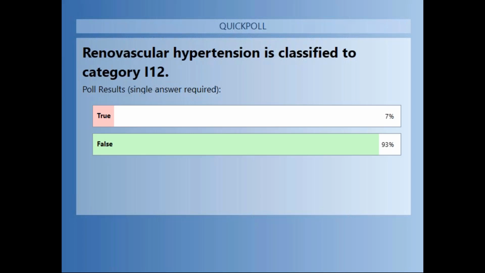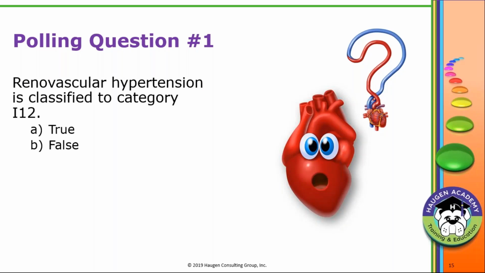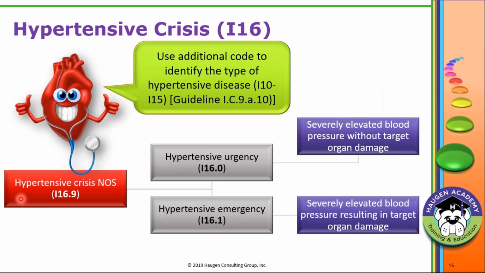Okay, so this one is false. Remember, renovascular hypertension is the one where the renal artery disease is causing the hypertension, so it codes to the secondary hypertension category instead of category I12, which is hypertension with chronic kidney disease. Okay, thank you, Kathy. We'll move on to our next slide.